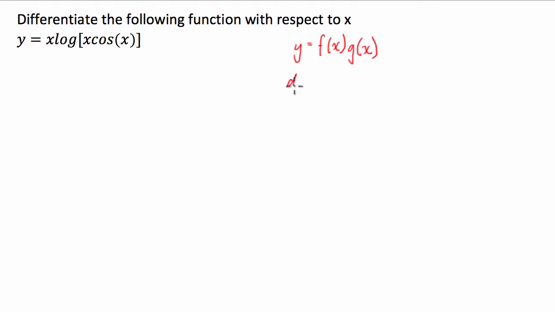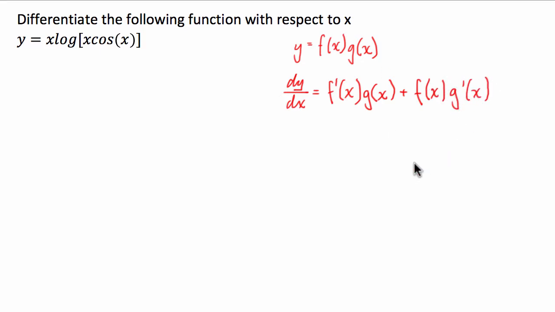The derivative of this is equal to the derivative of the first function times the second function, plus we leave the first function the way it was, and we times it by the derivative of the second function. So this is our product rule here, guys. So we're going to apply this to this function here.